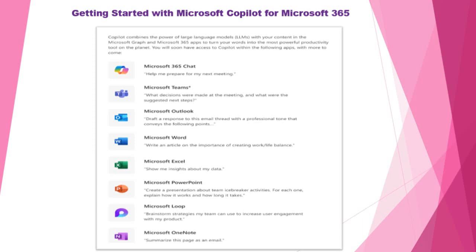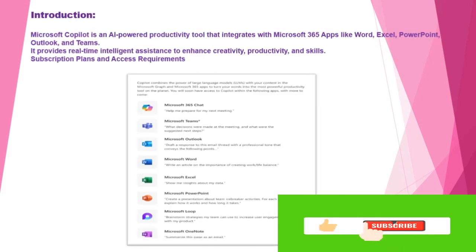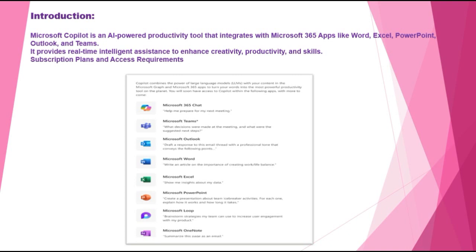Getting started with Microsoft Copilot for Microsoft 365. Introduction. Microsoft Copilot is an AI-powered productivity tool that integrates with Microsoft 365 apps like Word, Excel, PowerPoint, Outlook, and Teams. It provides real-time intelligent assistance to enhance creativity, productivity, and skills.